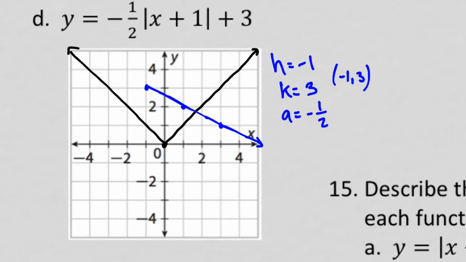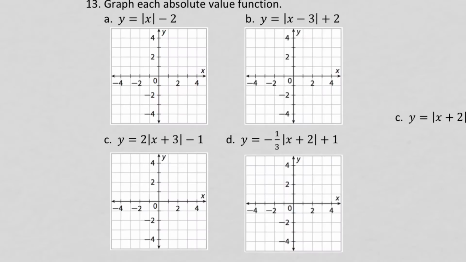And on the left side, do the exact opposite. Go down 1, left 2. Down 1, left 2 to go that way. And there you go. There's your parent function in black and your new function in blue. All right, number 13 is for you guys to practice on your own.